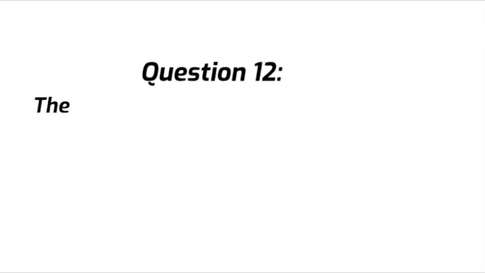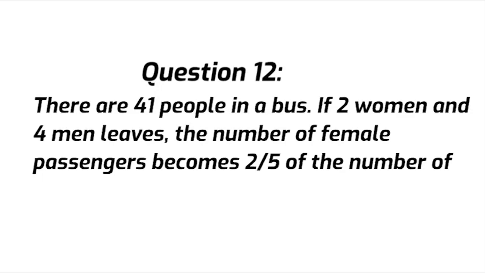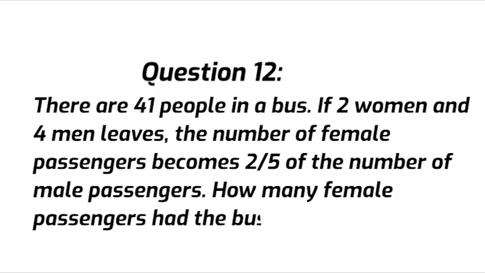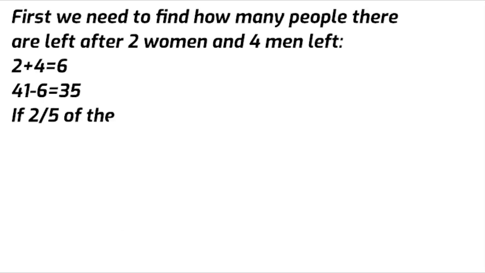There are 41 people in a bus. If 2 women and 4 men leave, the number of female passengers becomes 2/5 of the number of male passengers. How many female passengers did the bus have in the first place? First we need to find how many people are left after 2 women and 4 men left, so we subtract 6 from 41 and get 35.